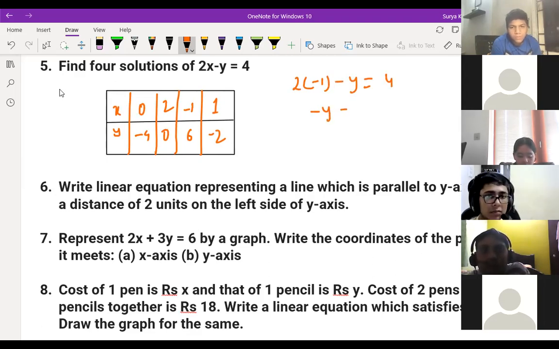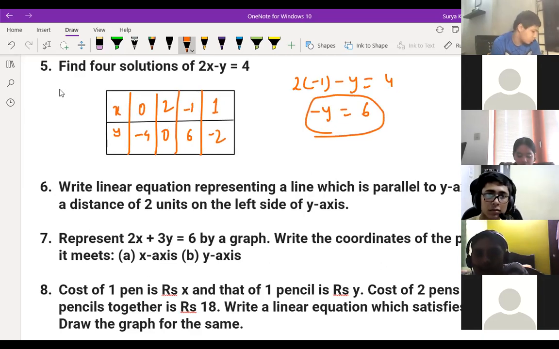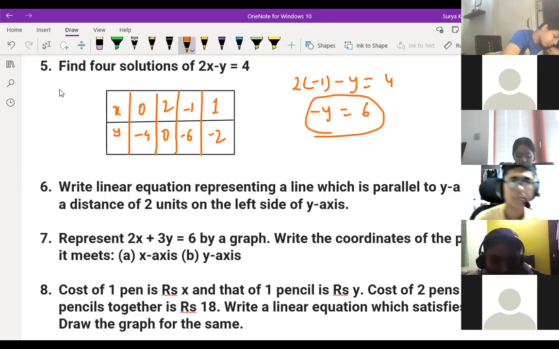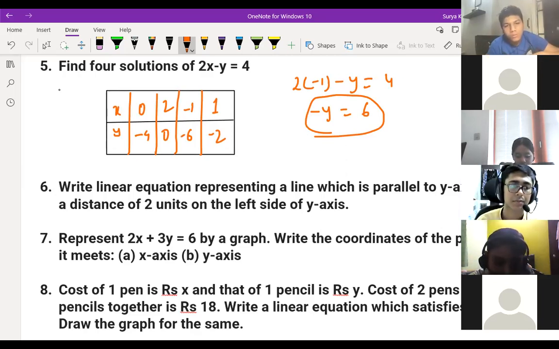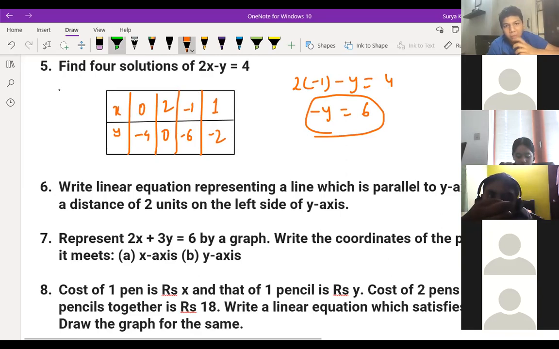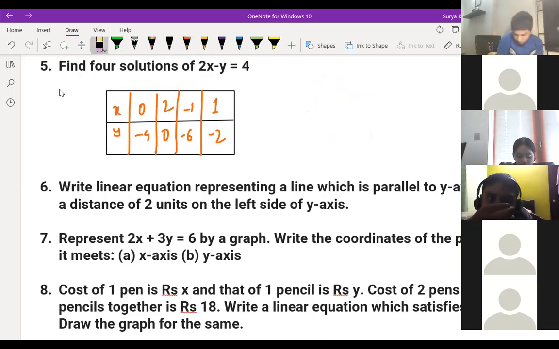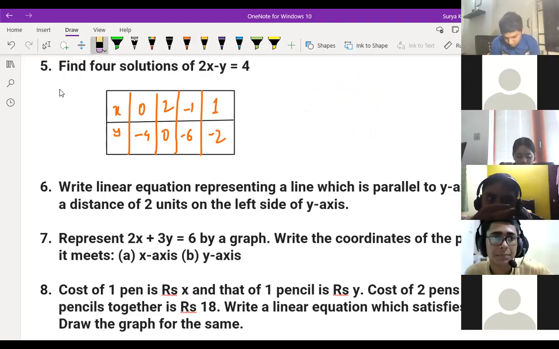So minus y is equal to 6. So y is equal to minus 6, no? Yes, I forgot the last step. Y is equal to minus 6. Sorry. So x is equal to 1, then y is equal to minus 2. Now everything is correct. So you can write infinite number of solutions. Here they are asking only 4, but you can write infinite number of solutions.